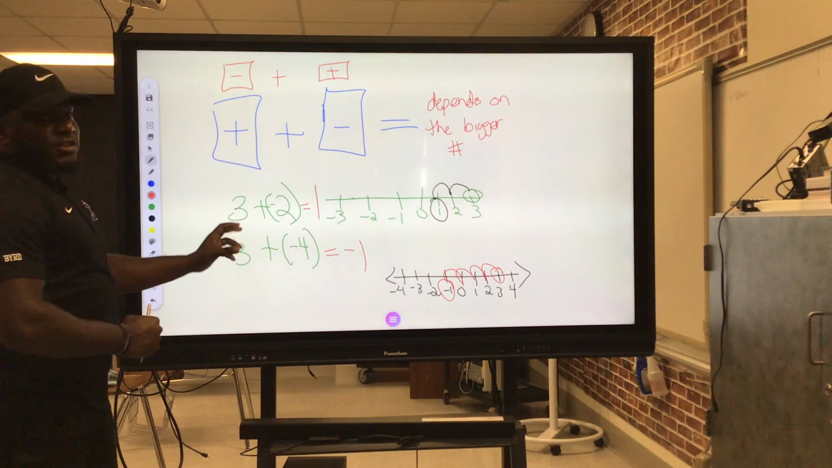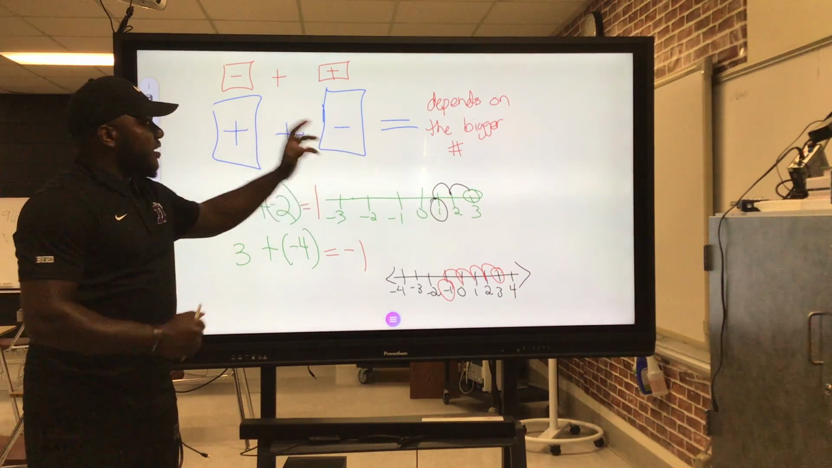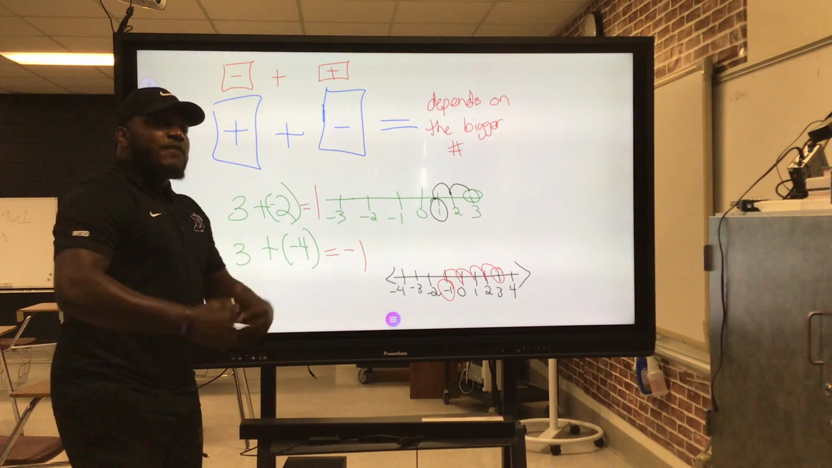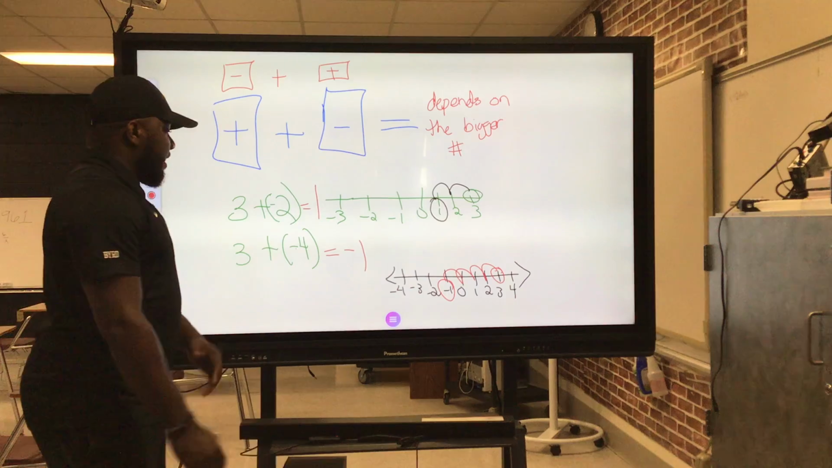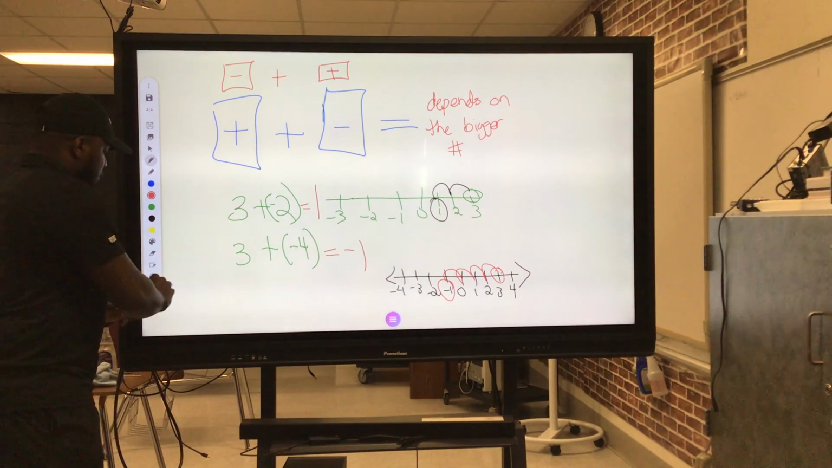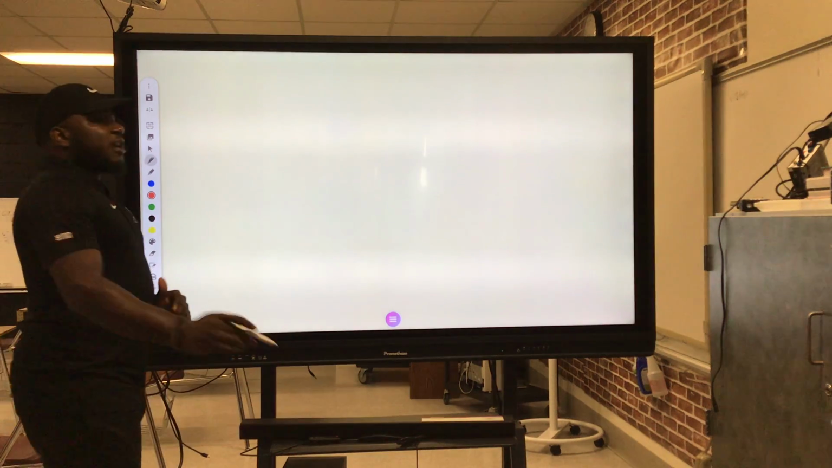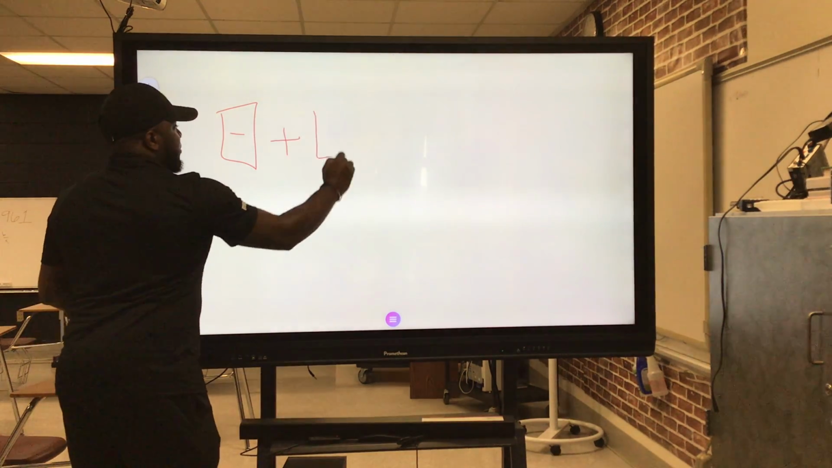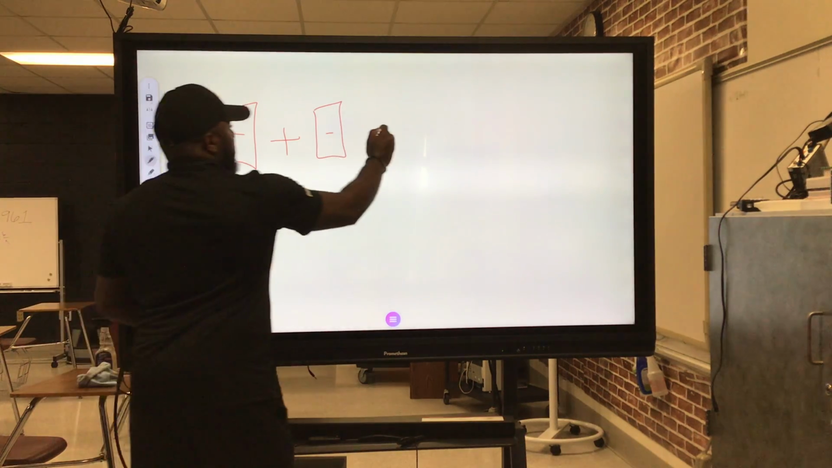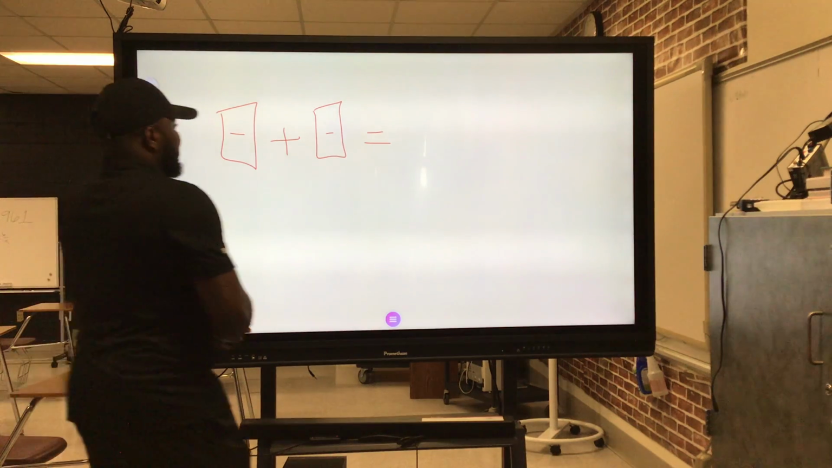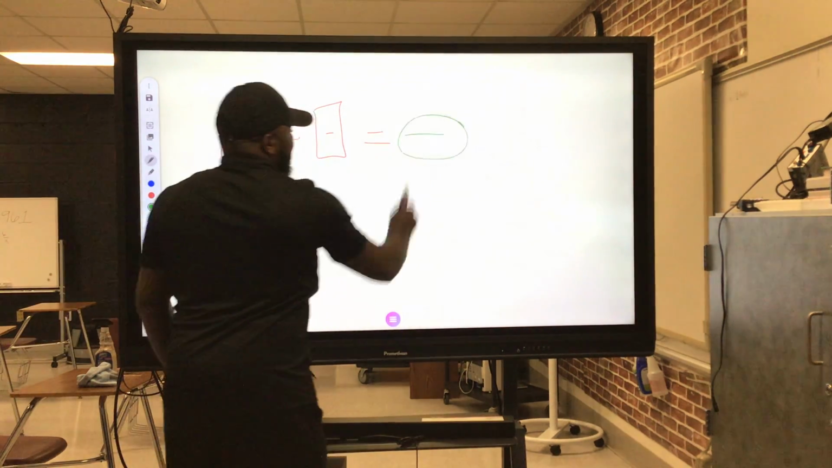So when you're adding integers, a negative and a positive, either way, your answer will always be the integer of the higher whole number, the absolute value of the higher whole number, the bigger one. So let's move on to the last one that you'll see. The last one that you'll see will always be a negative plus a negative. When I do a negative plus a negative, my answer should be a negative.